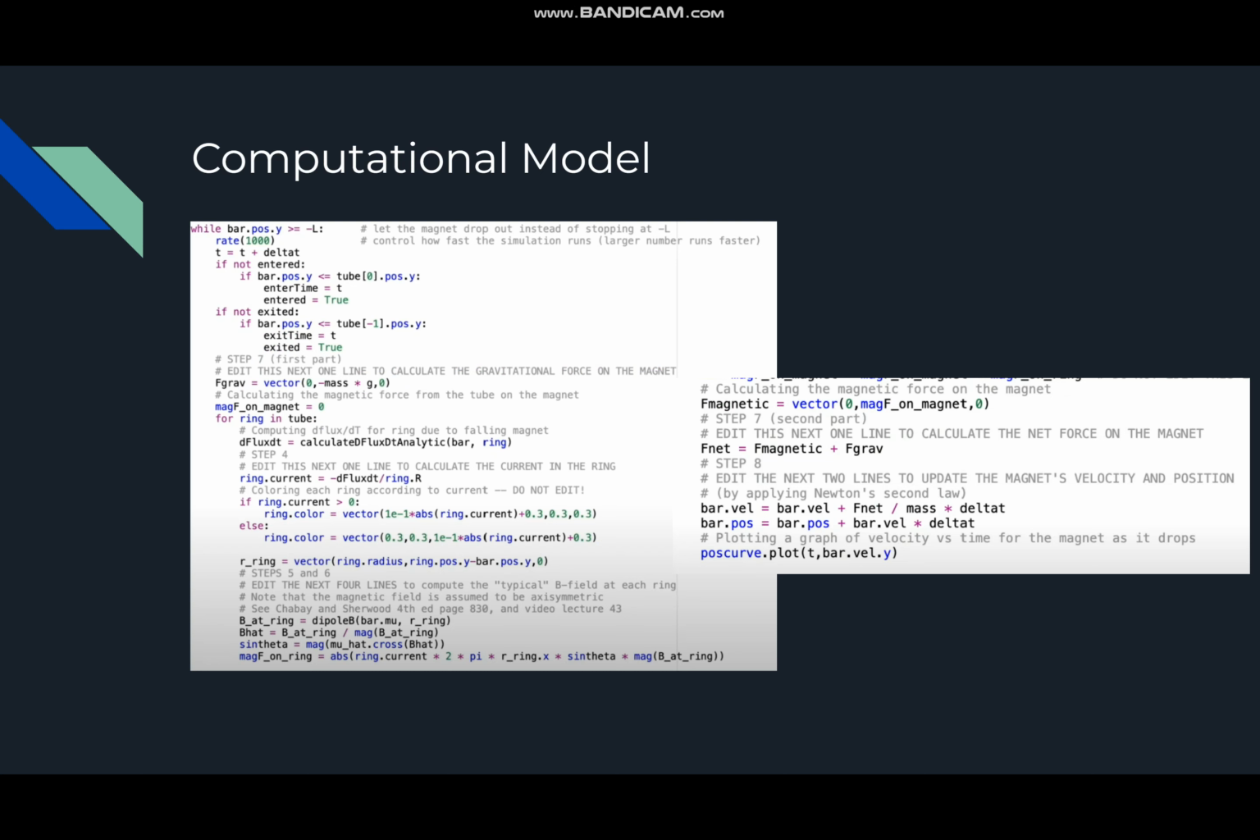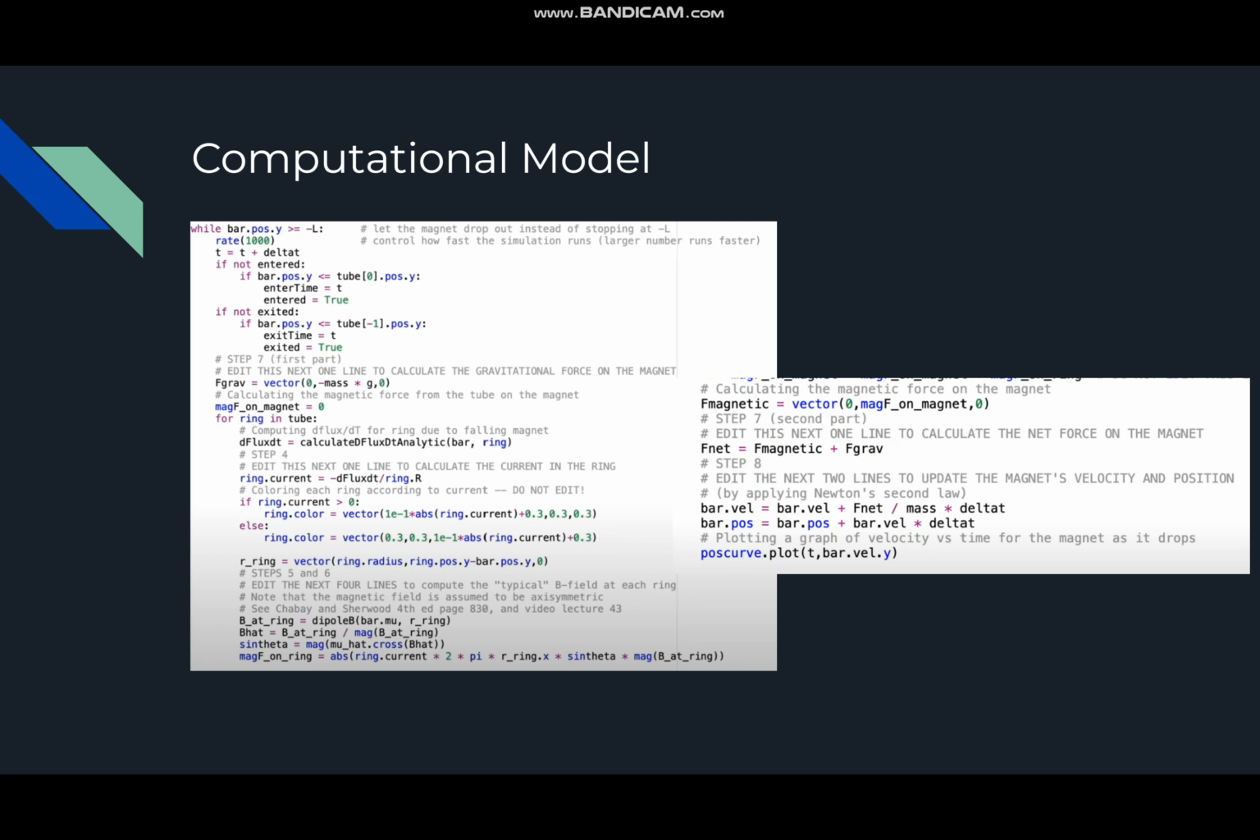Now this is the loop in our computation. Basically, first it finds the force of gravity, and then it loops over and over in the tube, rings to make the tube, and it finds the d flux of each ring and the current, which helps us model it, as you'll see in a little bit, the actual model of the tube and the current in the tube. It's also helping us compute the B field at each ring.